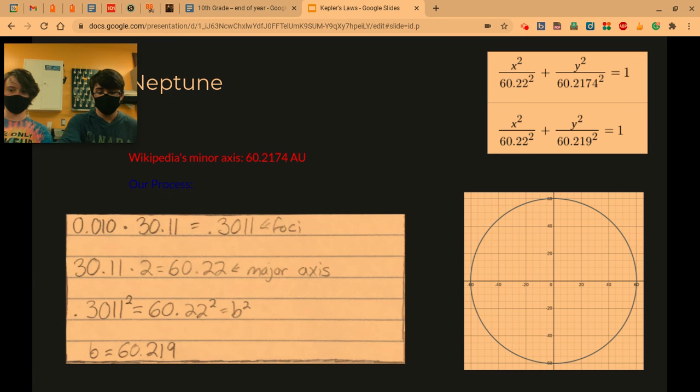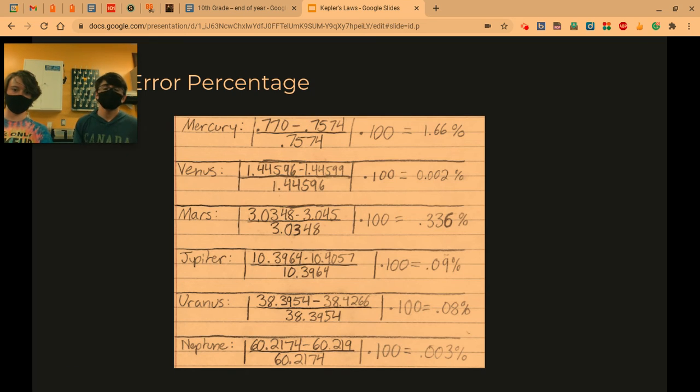So then here at the last planet, we went from below 1 to now 60. And then here, we calculate the error percentages. Our highest error percentage was in Mercury, and we had a little less than 2% error. And our lowest was Venus, which you can see is very, very small.